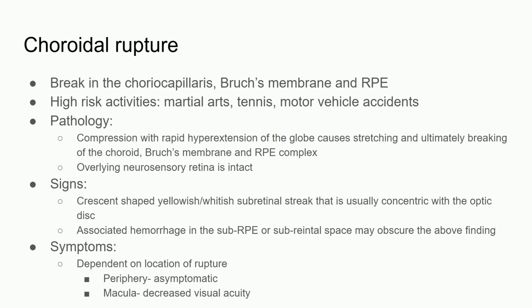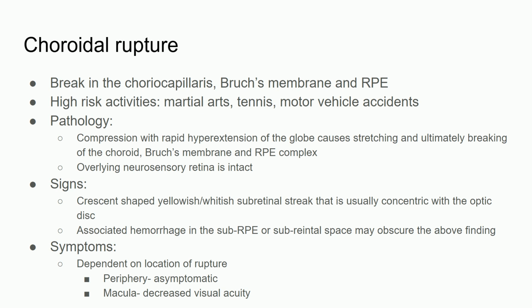Next is choroidal rupture. This is a break in the choriocapillaris, Bruch's membrane, and RPE. High-risk activities include martial arts, tennis, and motor vehicle accidents. How choroidal ruptures occur is compression with rapid hyperextension of the globe causes stretching and ultimately breaking of the choroid, Bruch's, and RPE complex, but the overlying neurosensory retina is still intact. You can see this crescent-shaped yellow-white subretinal streak that's usually concentric with the optic disc. You can see some associated hemorrhage in the sub-RPE or subretinal space.